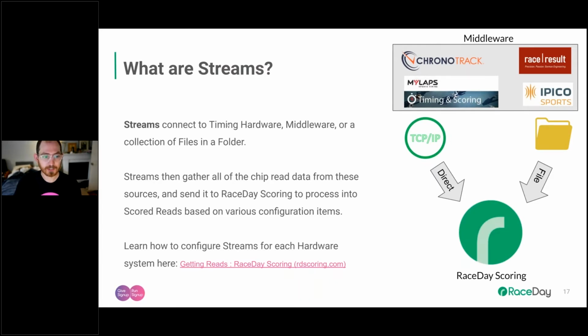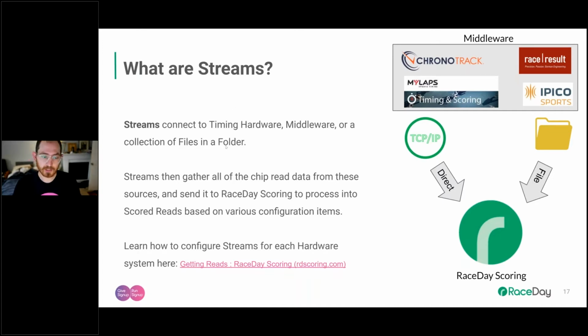Streams connect to a couple of things potentially. Either a timing hardware like an iPico reader where you hook it up directly to your system with an Ethernet cable, middleware like MyLaps timing and scoring, which is a separate piece of software that runs alongside RaceDay scoring, or just a collection of files in a folder. Streams then gather all the chip read data from those sources and send it to RaceDay scoring to process into scored reads based on various configuration items.